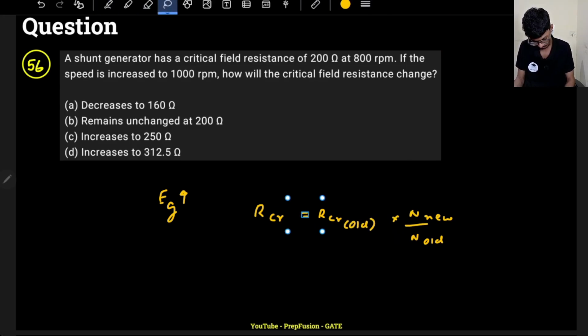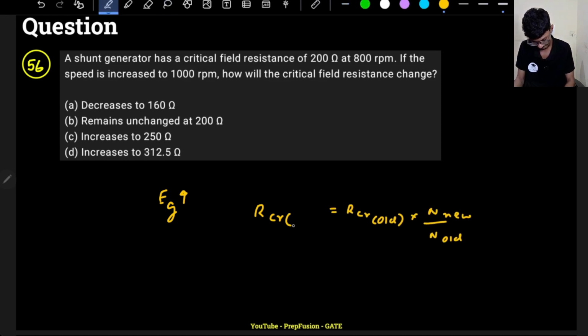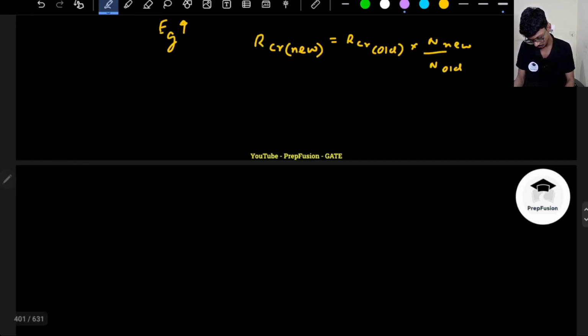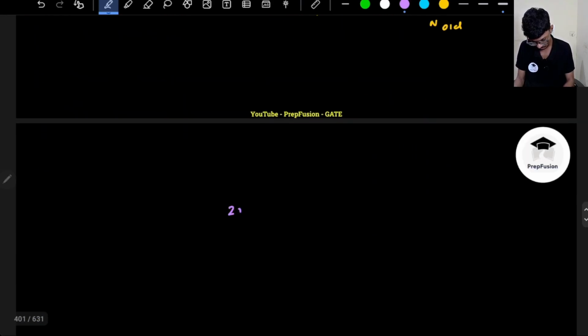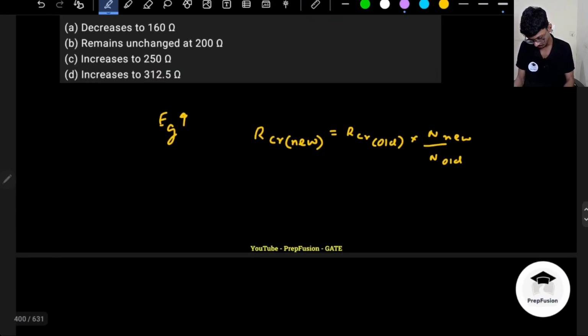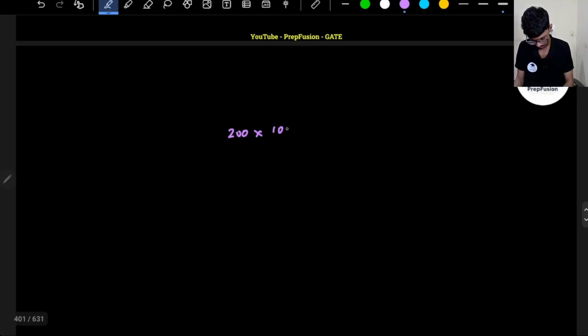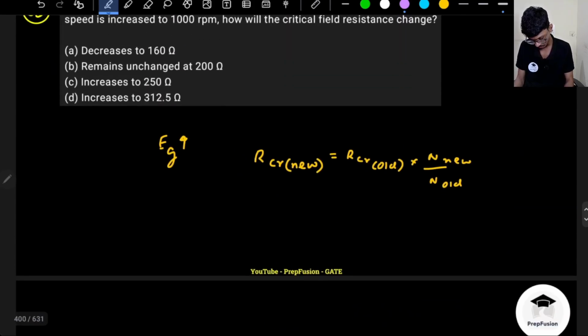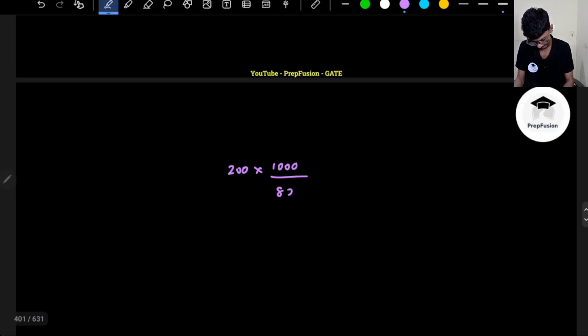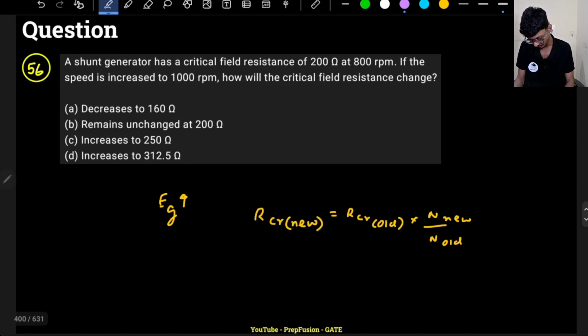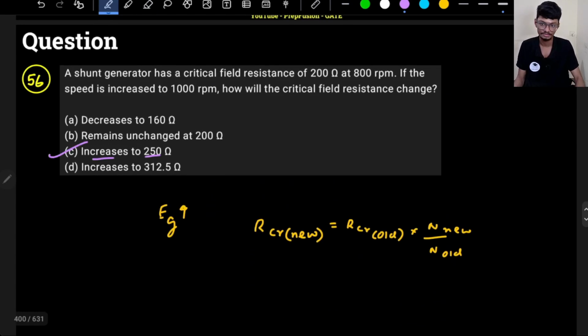So this will be R new. The old critical resistance is 200 ohms, so it will increase into the new speed, which is 1000, divided by the old speed, 800. So it increases by 50 ohms, so the critical resistance increases to 250 ohms. Option C will be the correct answer in this case.